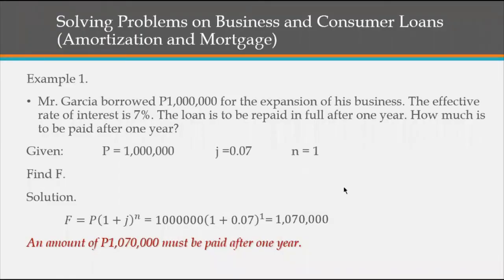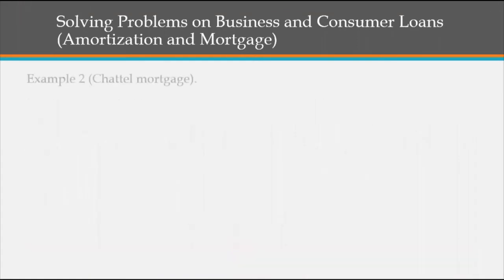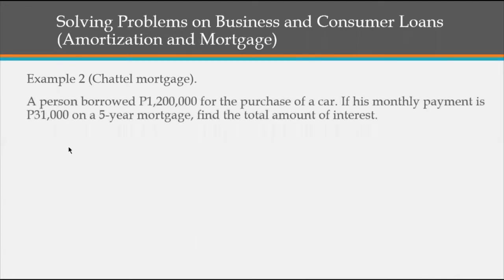Next example, number 2. Okay? Ito yung scenario. A person borrowed 1,200,000 pesos for the purchase of a car. If his monthly payment is 31,000 pesos on a 5-year mortgage, find the total amount of interest. Okay, so yan yung hinahanap dito ay ang total amount of interest.